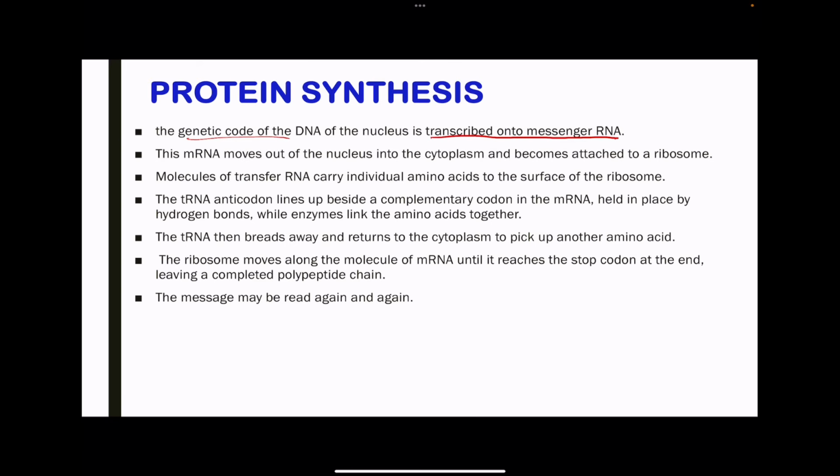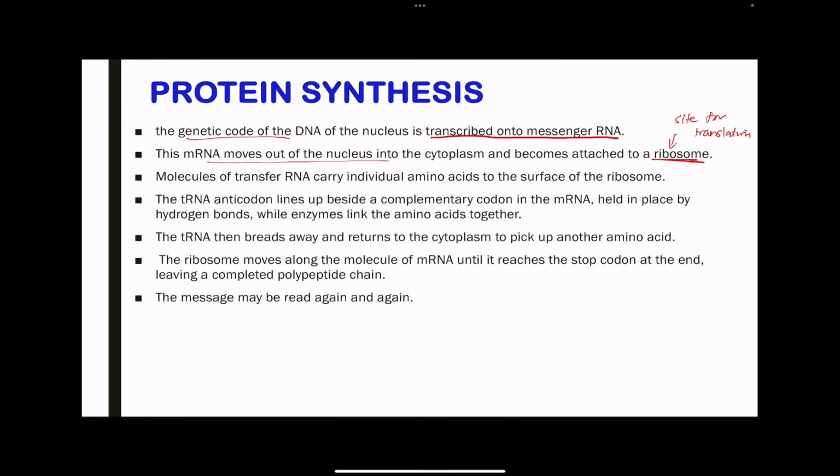During protein synthesis, the genetic code in DNA is going to be transcribed, or copied, onto messenger RNA during the process of transcription. So, after transcription, with the help of RNA polymerase, messenger RNA is going to be formed, and this will move out of the nucleus into the cytoplasm and become attached to the ribosome. The ribosome is the site for translation, where the amino acids are added to the growing polypeptide.